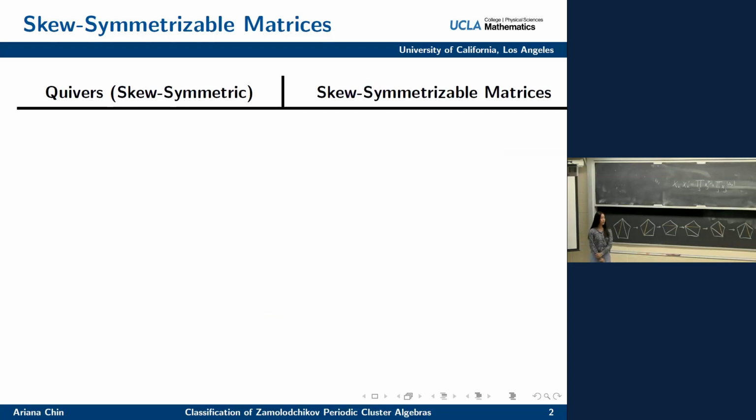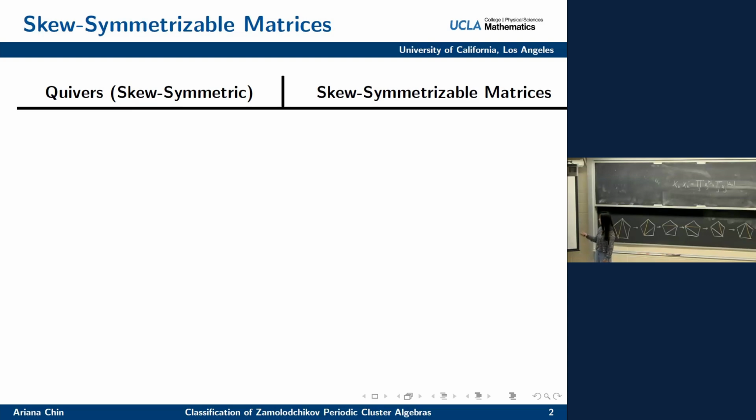The first thing is most people have heard about cluster algebras specifically in the context of quivers, which are in bijection with skew-symmetrizable matrices. These are natural bijection if you just take the adjacency matrix, but there are more than just quivers out there.